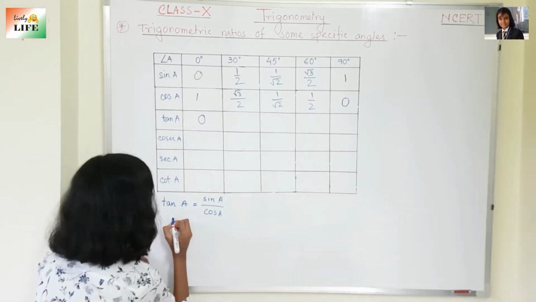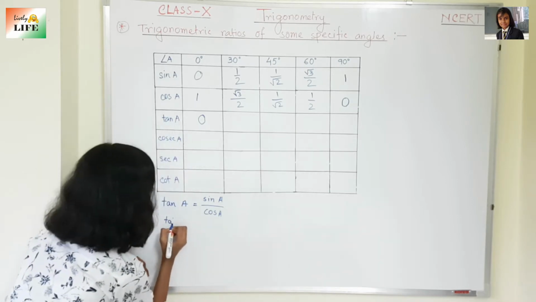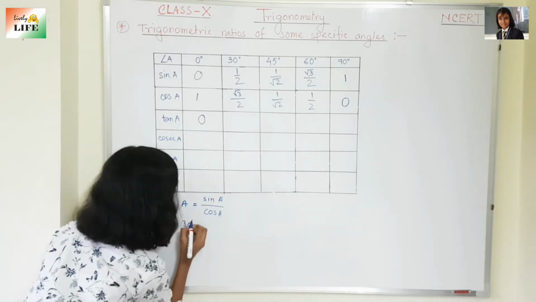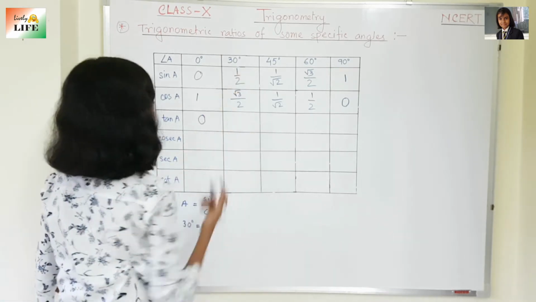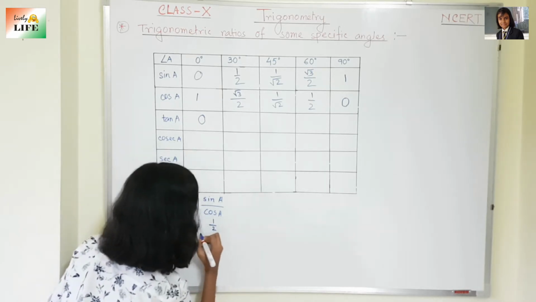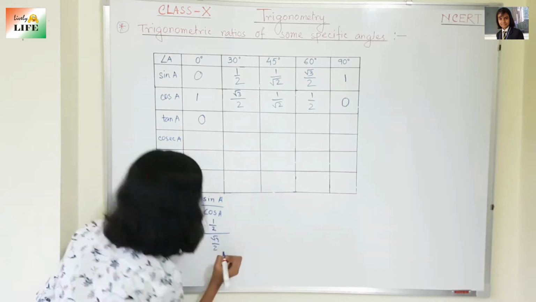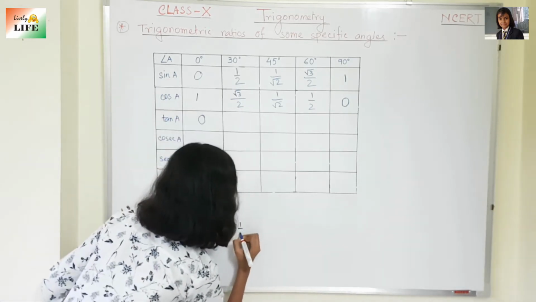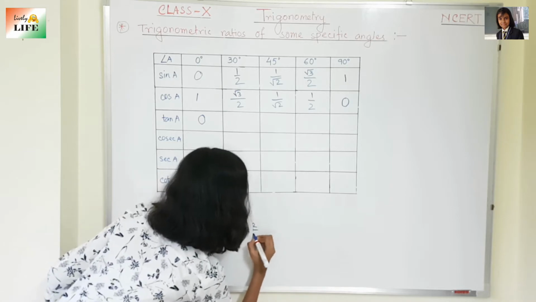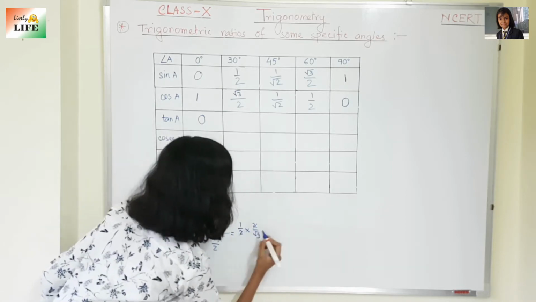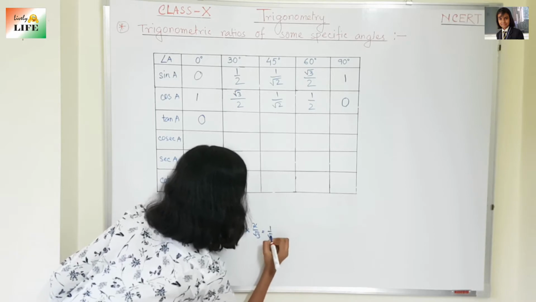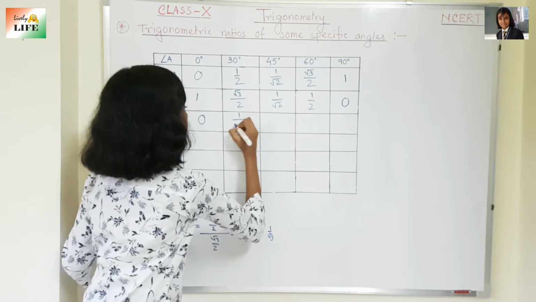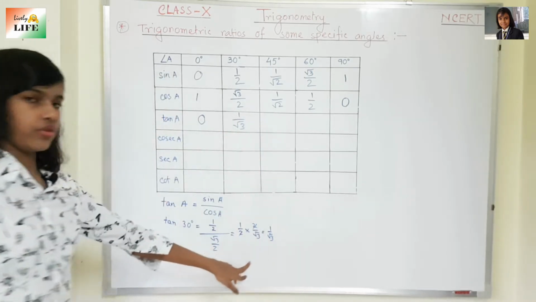Now we are going to do 1 by 2 and root 3 by 2. So what is this? It is tan 30. It is 1 by 2 by root 3 by 2. We can write this as 1 by 2 into 2 by root 3. 2 will be cut. What remains? It will be 1 by root 3. Okay? So tan 30 will be 1 by root 3.